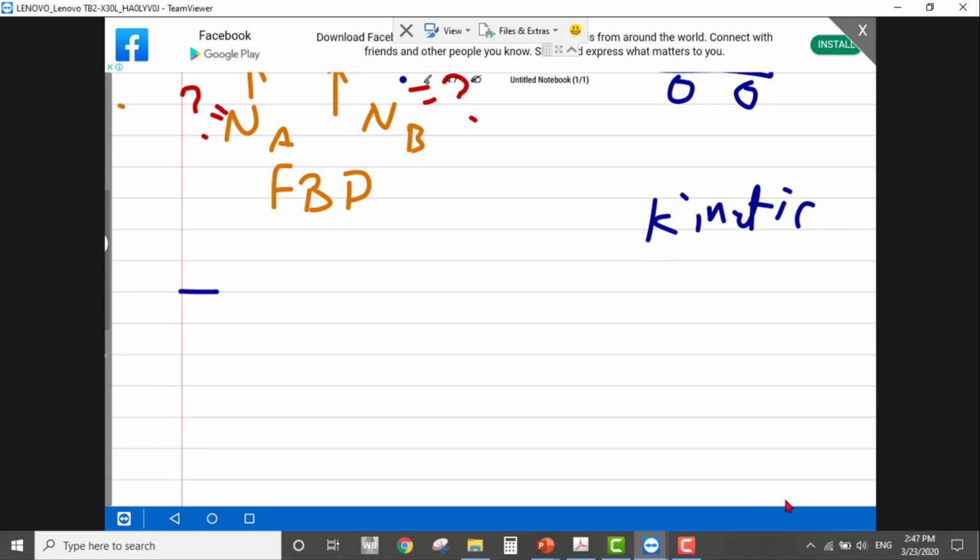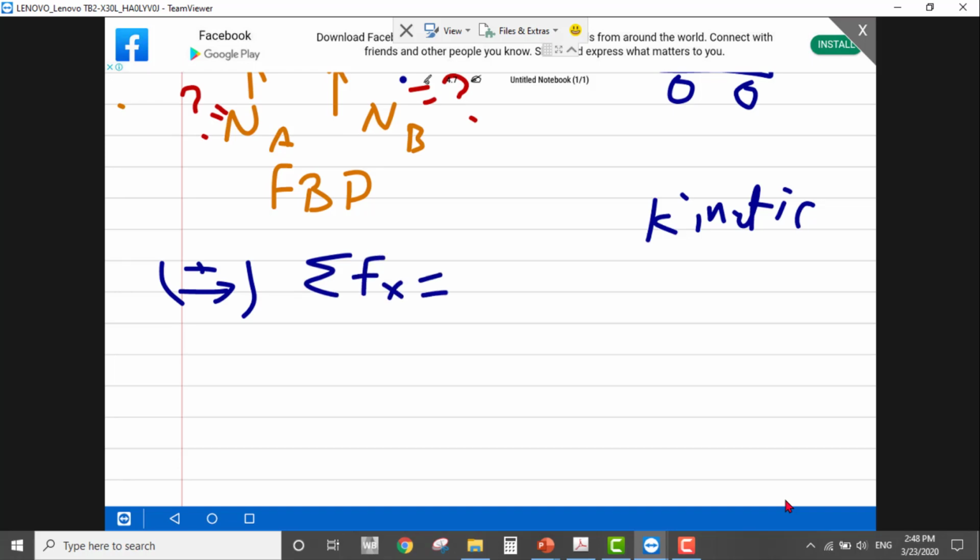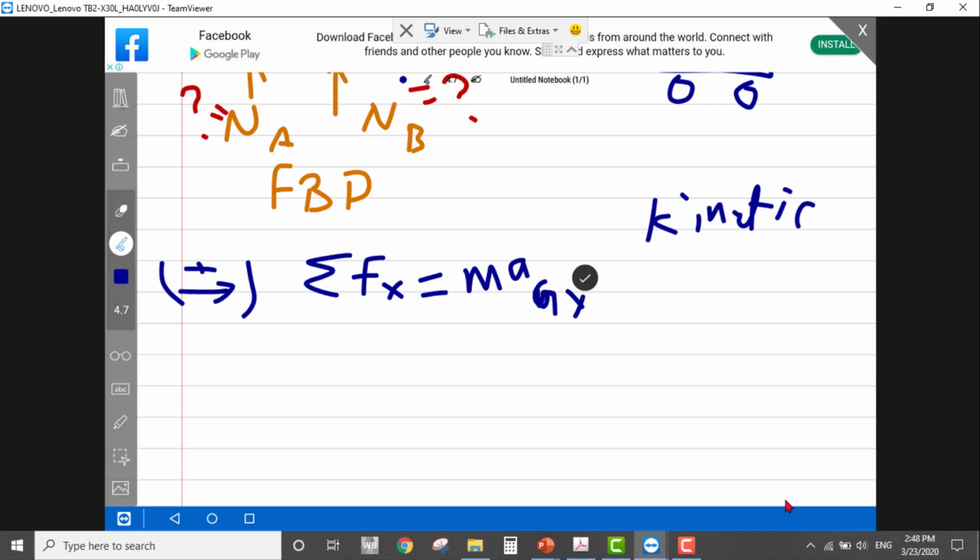So we'll start with the first one as usual. Positive x direction, summation of force in x direction equals m a G in x direction. Okay, how many forces do we have? Let me go back.